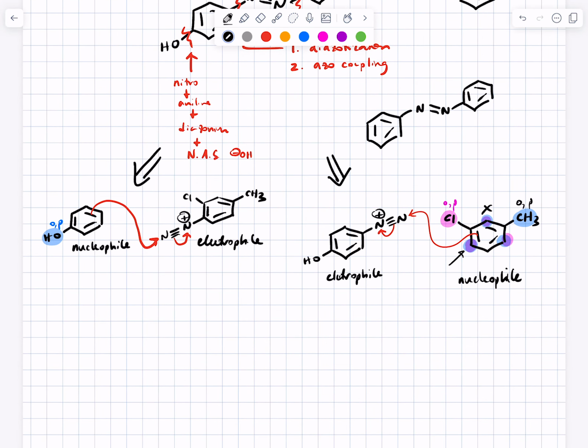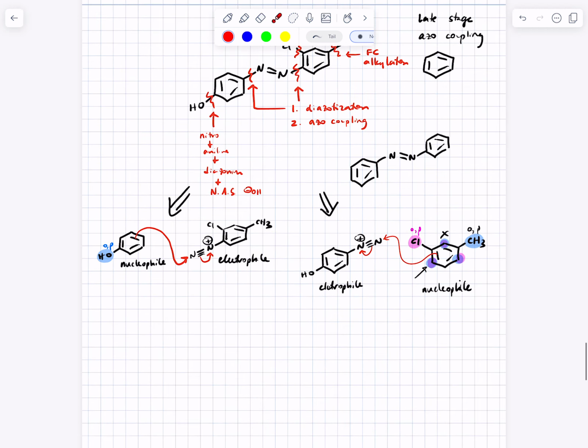If I were going to pick, I think I would choose to use this as my nucleophile, simply because phenols, I happen to know the OH is an activating group. It makes things react faster than benzene, and so I like the idea of using this as a nucleophile, though I don't think the other method is bad.